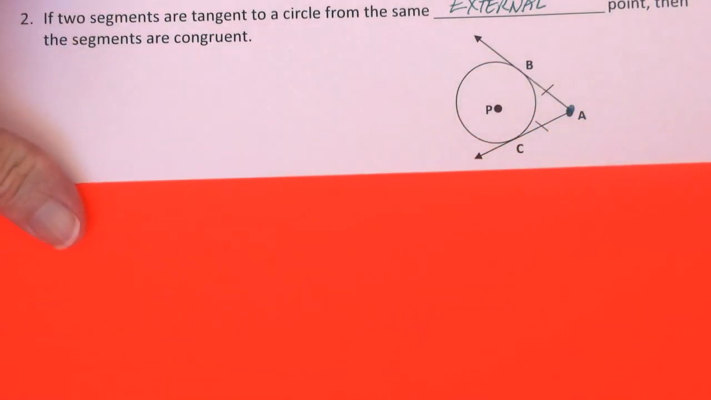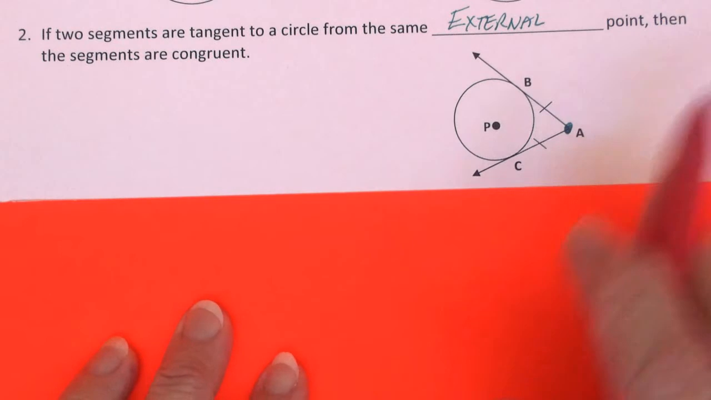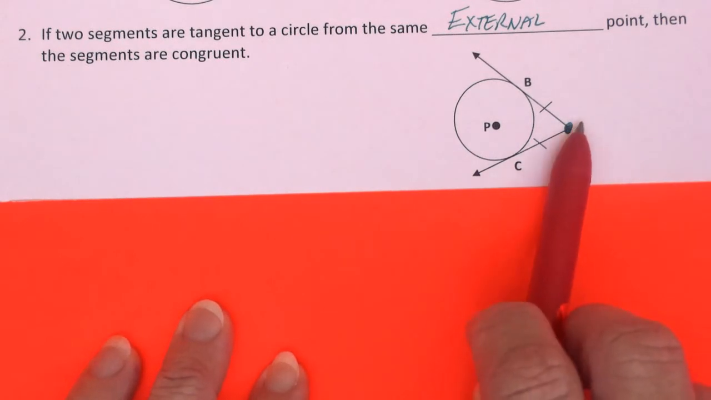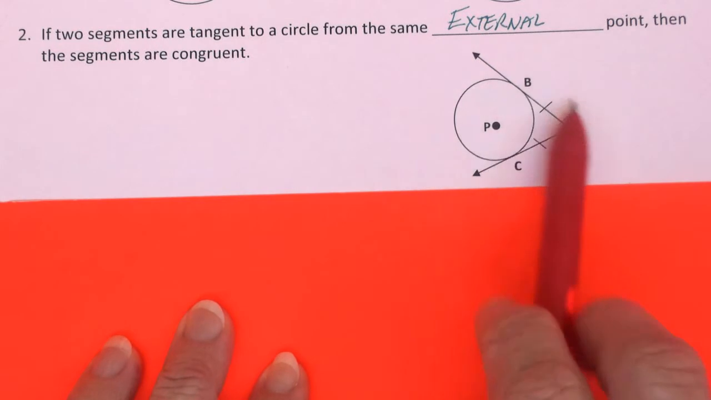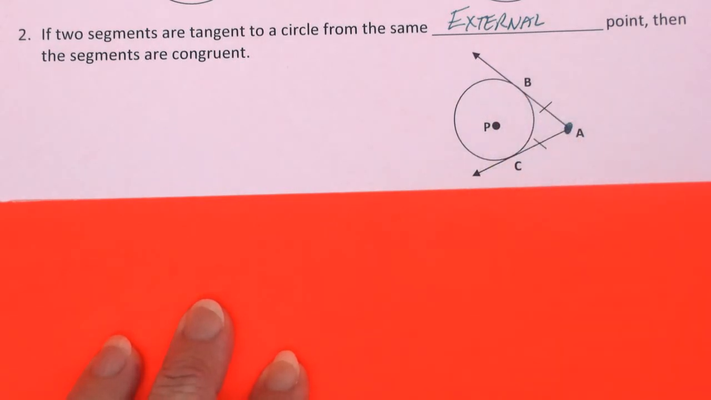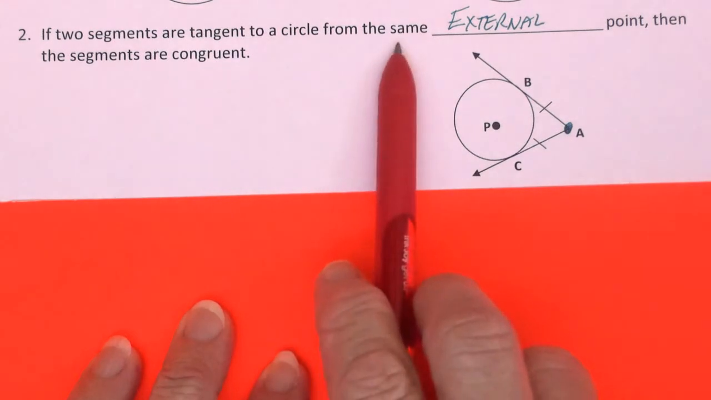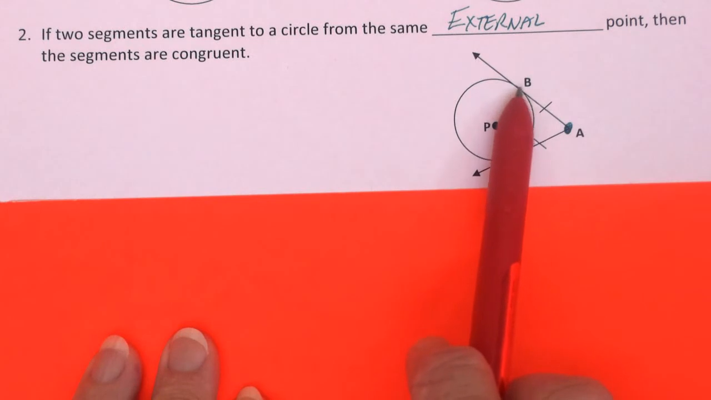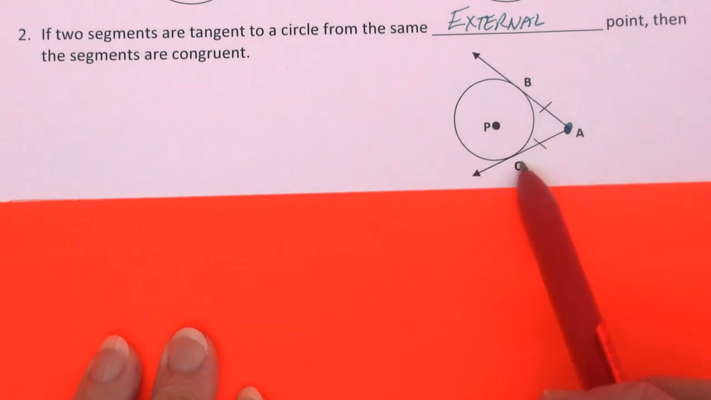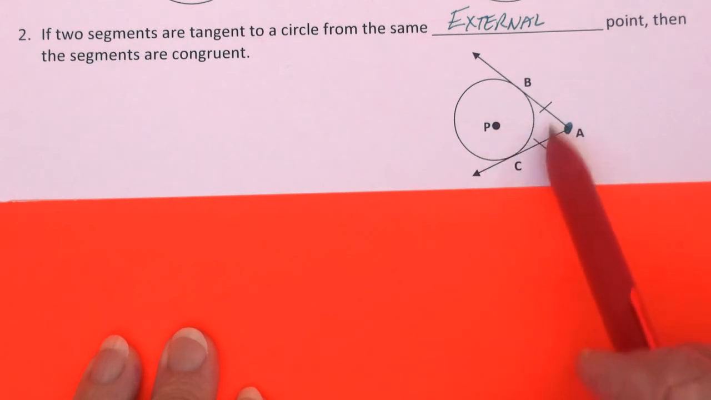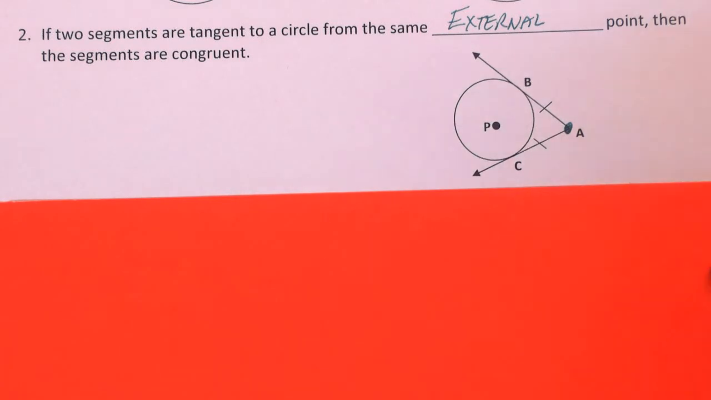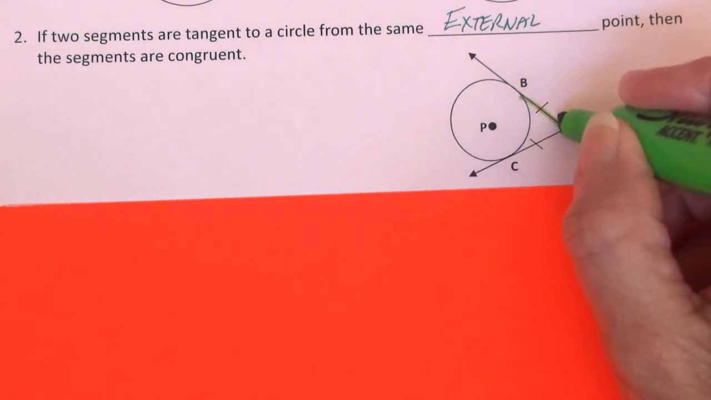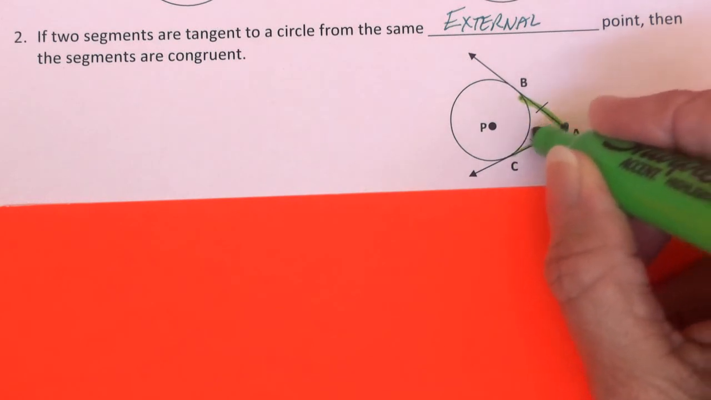Moving down the page, let's talk about point A in this picture. It's external to the circle, and when you draw a tangent from it, like tangent AB and tangent AC, if two segments are tangent to a circle from the same external point, then the segments are congruent. So from A to B, where it touches circle P, and from A to C, where this tangent touches circle P, those segments are the exact same length. Let me highlight that in green. This and this are congruent.